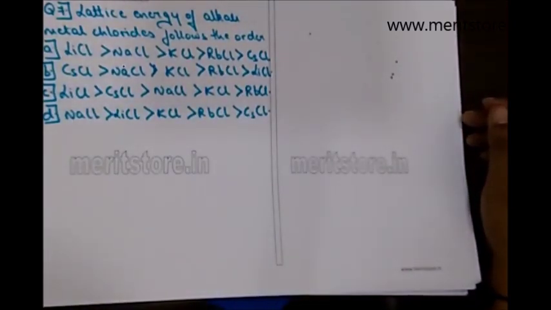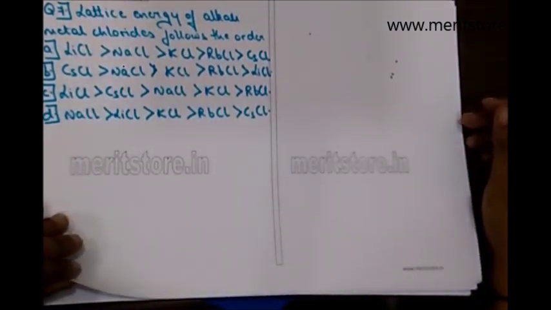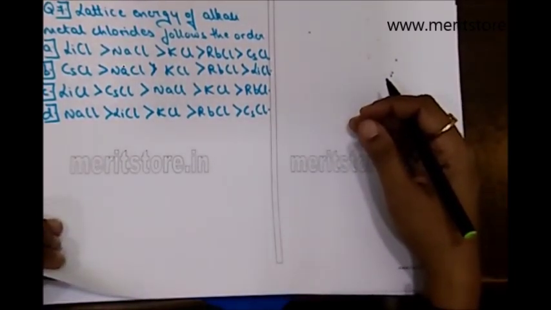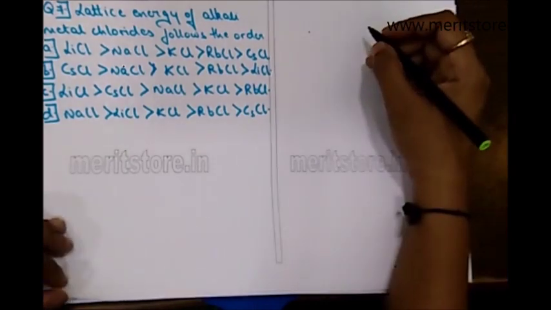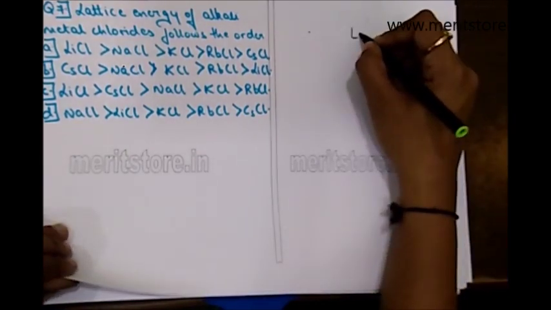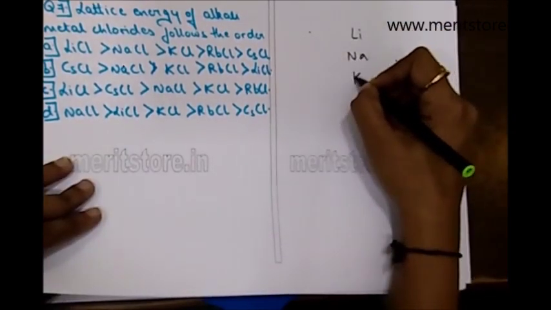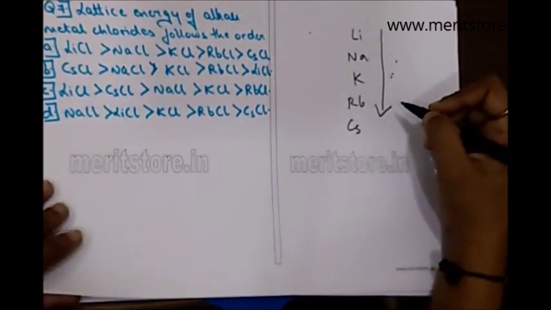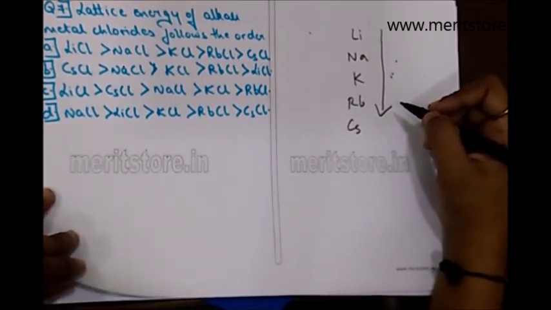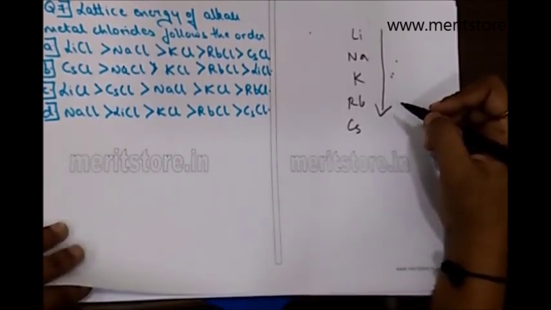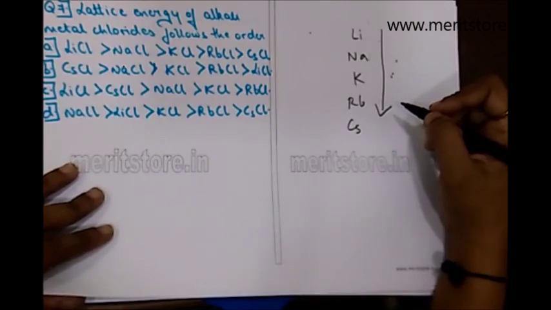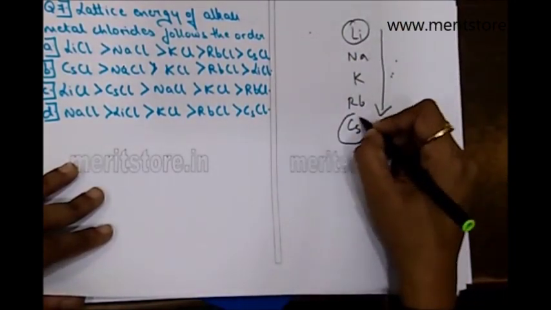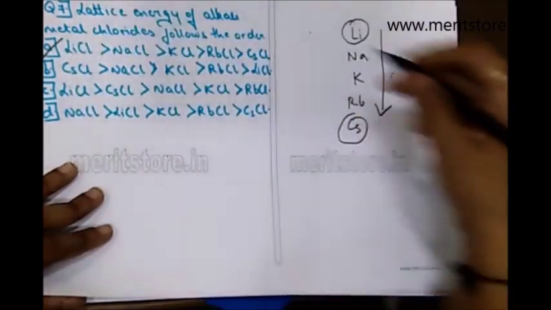Question number 7: we have to find the order of lattice energy of the alkali metal chlorides in the following compounds. In group 1, first lithium comes, then sodium, potassium, rubidium and cesium. As you go down the group, the size of the cation increases, the bond becomes weaker, and the lattice energy decreases. So lattice energy will be highest for lithium and lowest for cesium. Hence our option is A.